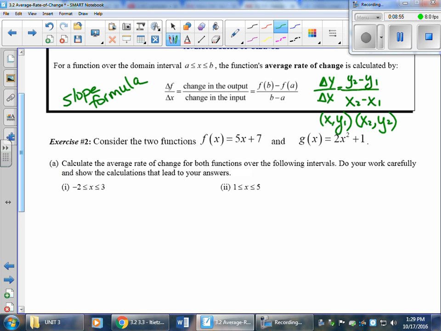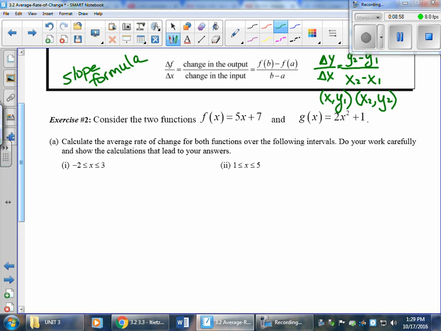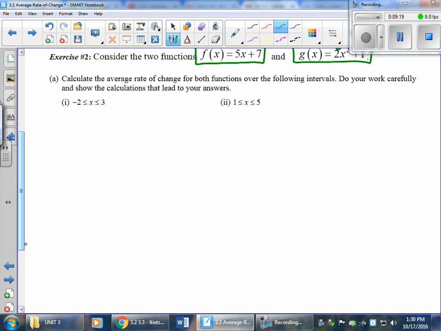So in exercise 2, consider the two functions f of x equals 5x plus 7 and g of x equals, don't forget that squared there, it's kind of hiding, g of x equals 2x squared plus 1. Calculate the average rate of change for both functions over the following intervals. Do your work carefully and show the calculations that lead to your answers. So down here, we're going to need some space for this, so make sure you're not at the bottom of the page. I'm going to do a little divider here. The first thing I'm going to look at is f of x.